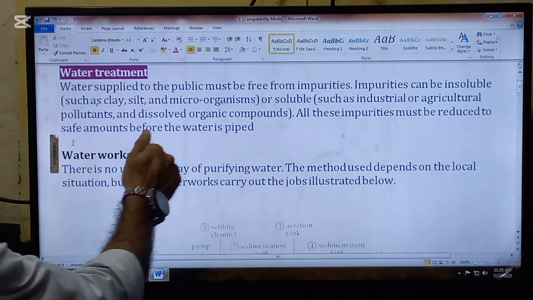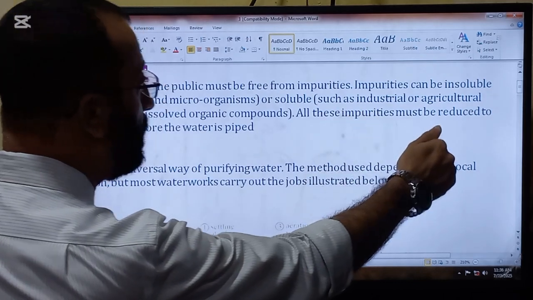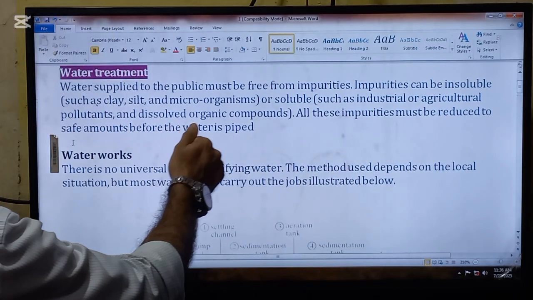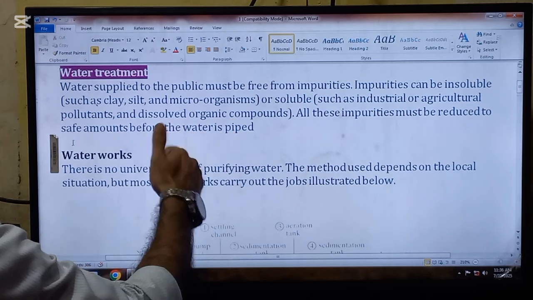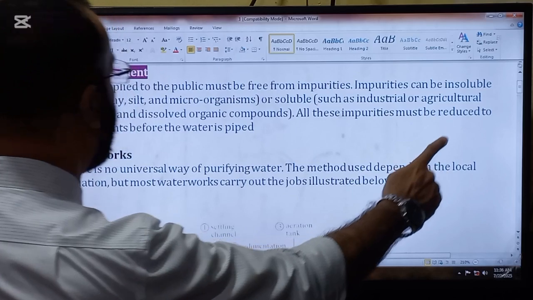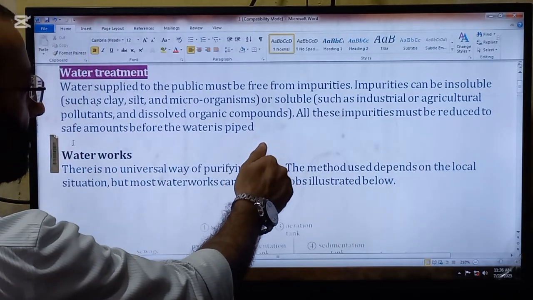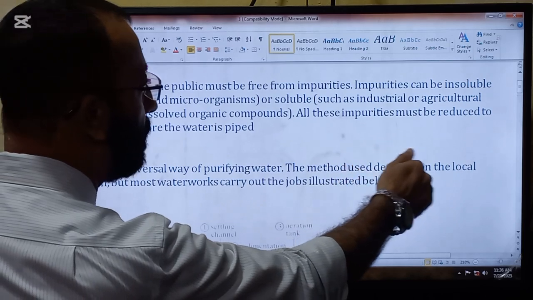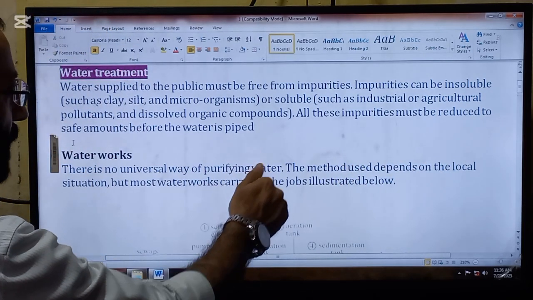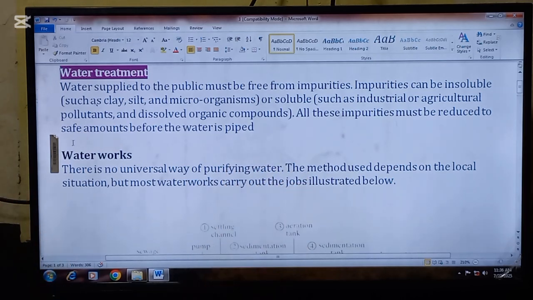Water supplied to the public must be free from impurities. Impurities can be insoluble, such as clay, silt, and microorganisms, and may be soluble, such as industrial or agricultural pollutants and dissolved organic compounds. All these impurities must be reduced to safe amounts before the water is piped. Otherwise, they may harm living creatures.